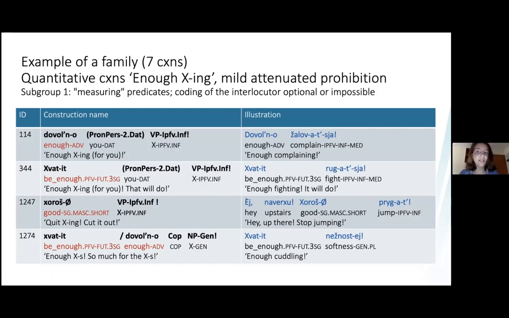On this slide, you can see the first subgroup. These 4 constructions contain measuring predicates. They measure the activity and denote enough. Morphologically, we see very different predicates. Довольно is more like an adverb, хватит is a verb, and хорош is a short form of an adjective. Note that we postulate no copular verb here. All of these predicates combine with the imperfective infinitive, whereas the 4th construction combines with a noun instead, and that noun denotes the activity. The interlocutor is optional or impossible to be overtly expressed in these constructions.